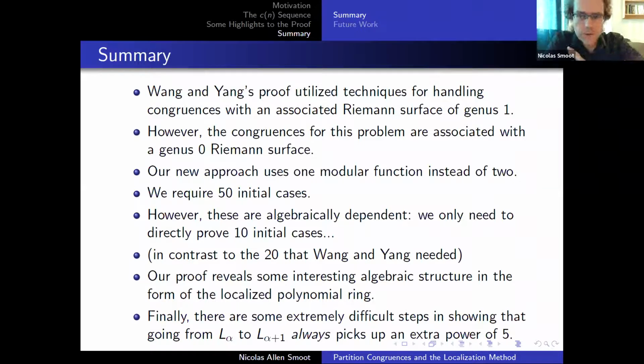I had worked through most of this proof in December of last year, and I had found a small mistake, and I had to actually go back over it. But when you go from L alpha to L alpha plus 1, you pick up an extra power of 5, but each component of your function will not necessarily pick up a power of 5. There are certain functions that you have to actually add together to produce a power of 5, and that gets really, really tricky and really, really scary.